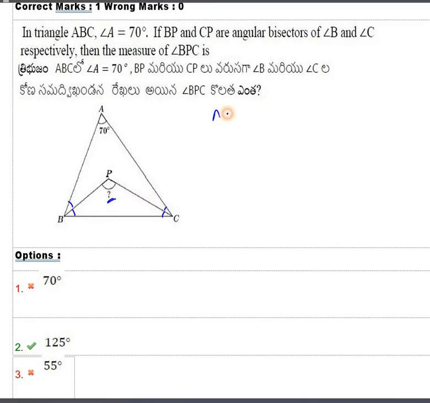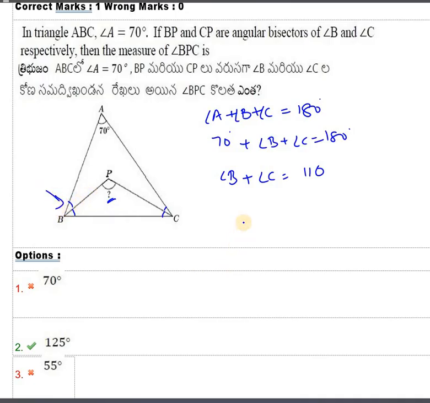So we know the angle sum property of a triangle: the sum of three angles is 180. Angle A plus angle B plus angle C is 180. Here the value of A is given as 70, plus we don't have angle B and angle C, that is 180. So angle B plus angle C is 180 minus 70, that is 110. Because we are talking about the angle bisector, half of the angle, we need angle B by 2 plus angle C by 2.